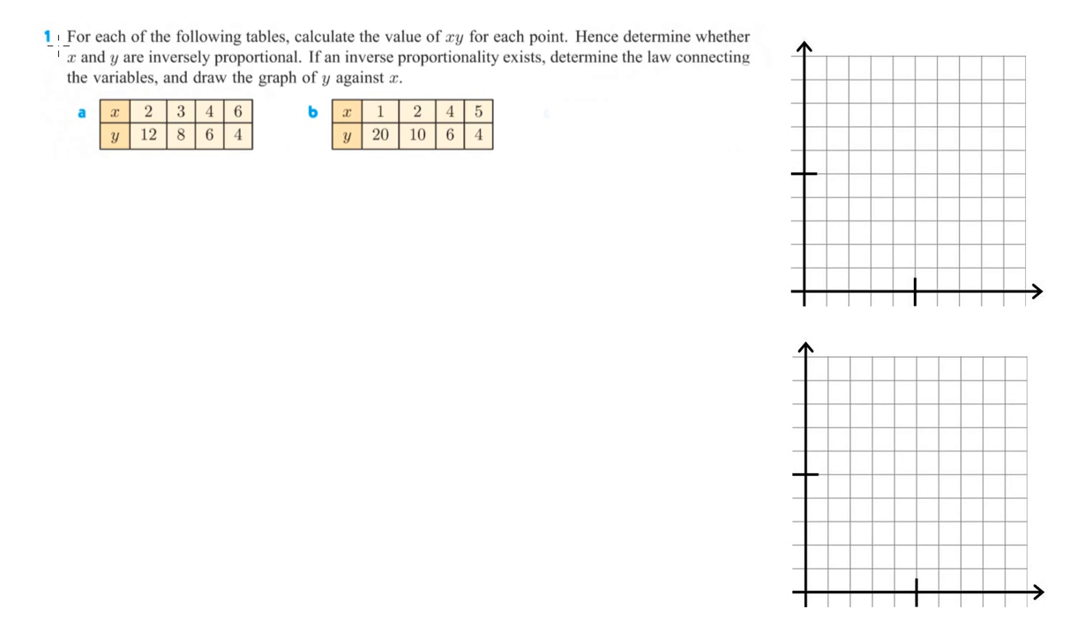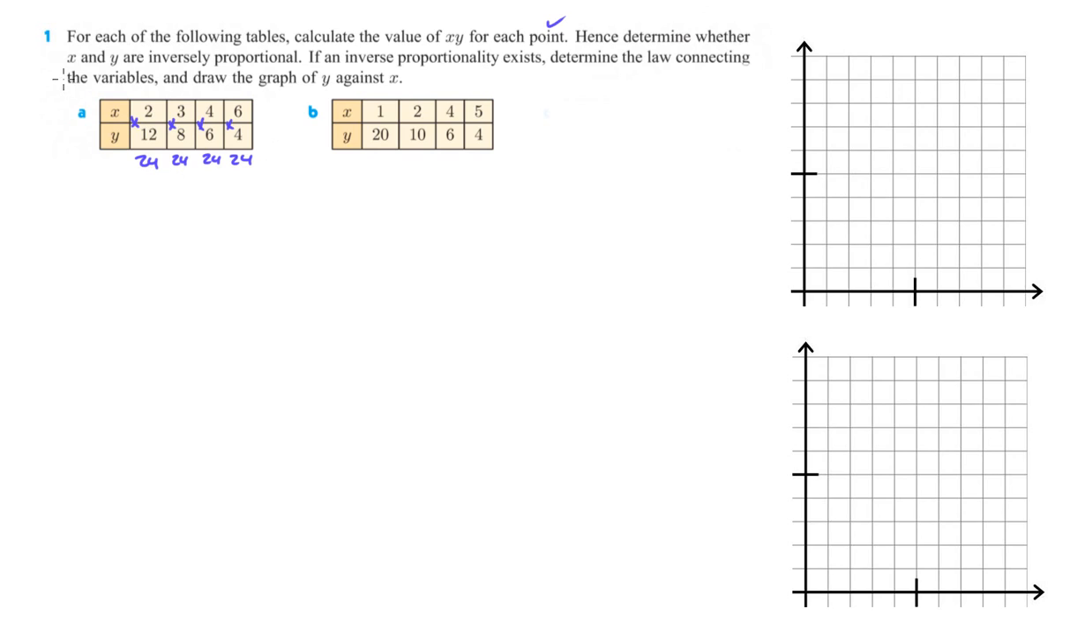Okay, number one here, for each of the following tables, calculate the value of xy for each point. Let's just do that for the first one right off the bat. So that means 2 times 12, that's 24. 3 times 8, that's 24. 4 times 6 is 24. 6 times 4 is 24. Okay, so we did that.